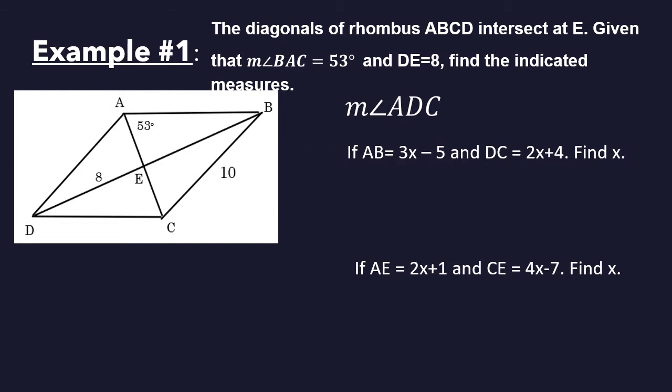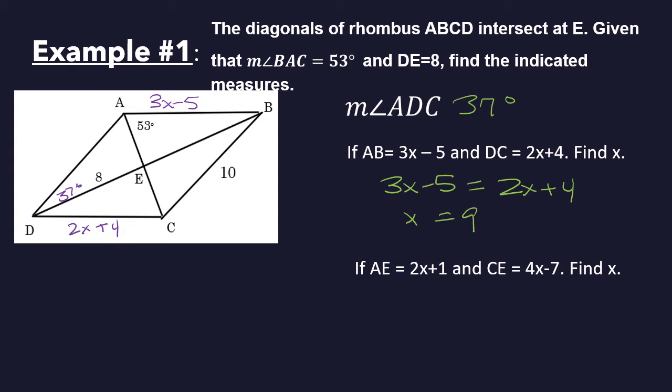So if I want angle ADC, if we recall from the last picture, it was 37 degrees. And now they tell me that AB is 3x minus 5. So here we have 3x minus 5, and DC is 2x plus 4. So I know the opposite sides of my rhombus have the same length. So 3x minus 5 equals 2x plus 4. I'm going to move my 2x over, and then add 5 to both sides. So in the end, x equals 9.